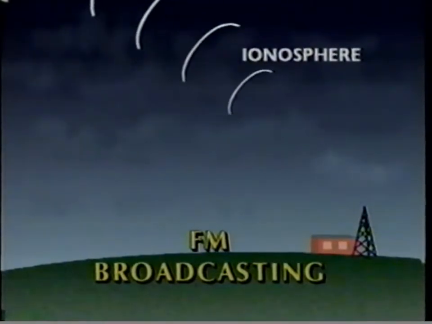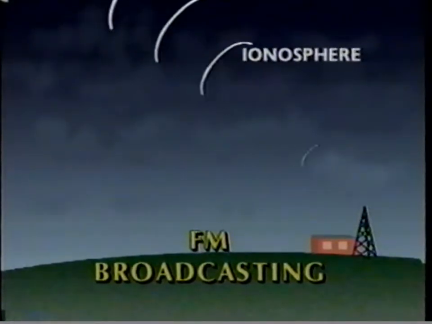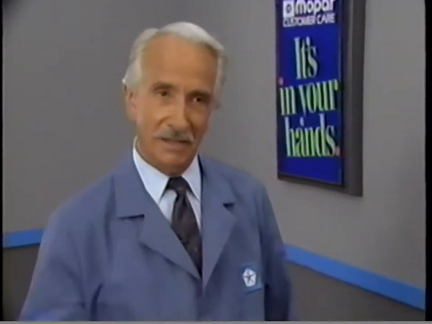They are not reflected by the ionosphere, and they do not tend to follow the curvature of the Earth. That's why the range of FM is dependent upon the height of the transmitting antenna. This is known as line-of-sight transmission. Since FM waves reflect off solid objects, it is often possible to receive FM broadcasts under bridges and overpasses where AM reception may fade out.